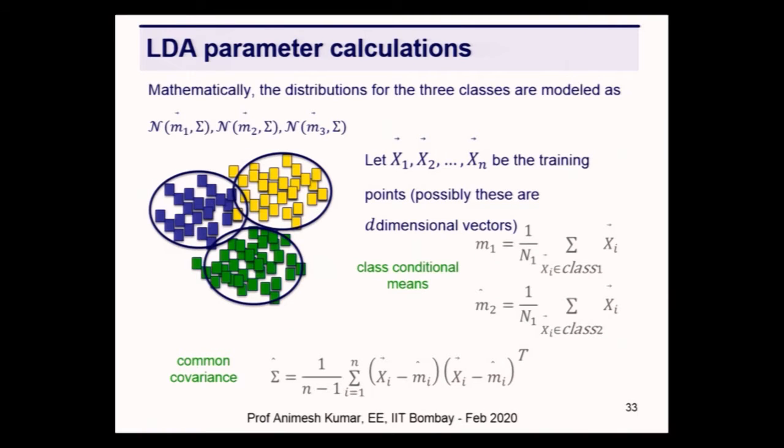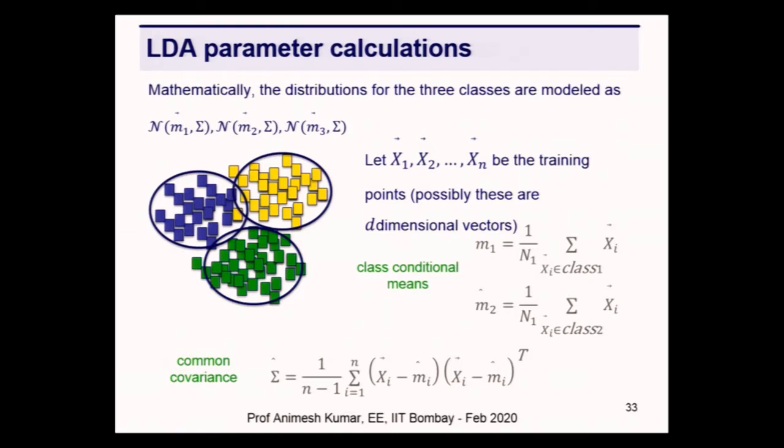So how do we compute? All these training points are labeled. So you know which points correspond to class 1, which points correspond to class 2, and so on. So how would you go about learning, let's say, the mean and the common covariance? This is one way in which Fisher proposed it, and that's why it's called LDA.